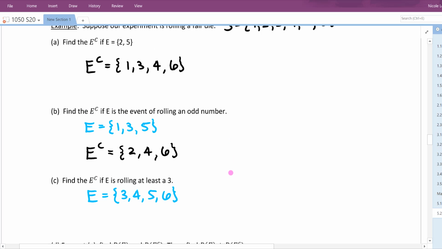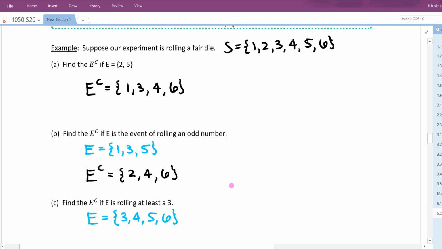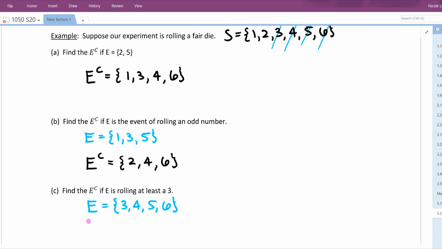Okay, so then going back up to our sample space, if I take that out of our sample space, what we have left will be our complement. So in our complement, we only have the outcomes 1 and 2. You can see with all of these, if you combine what's in your E and what's in your complement, notice what you would always get back. If you combine what's in your E and your complement, you're always going to get back the entire sample space.